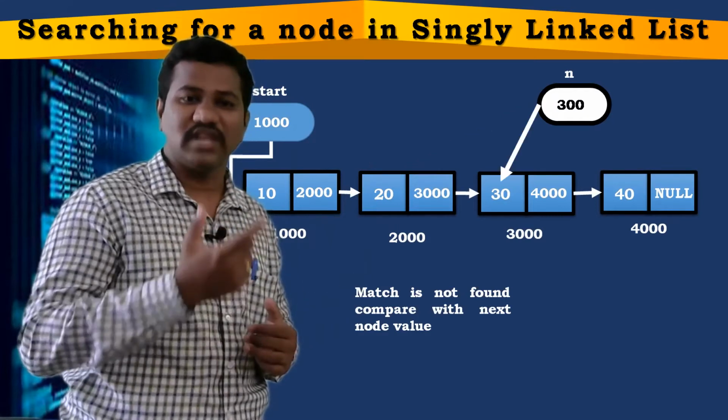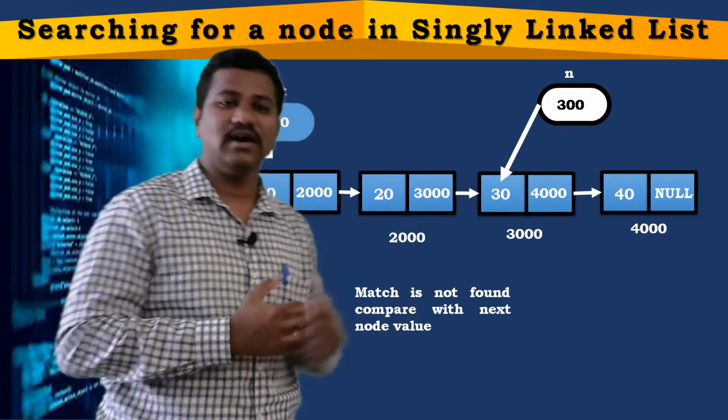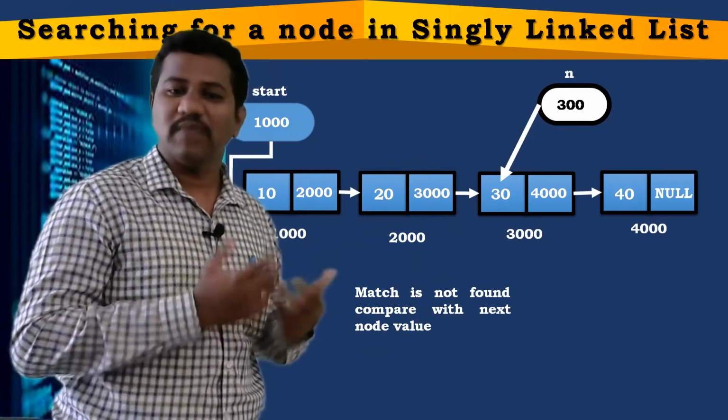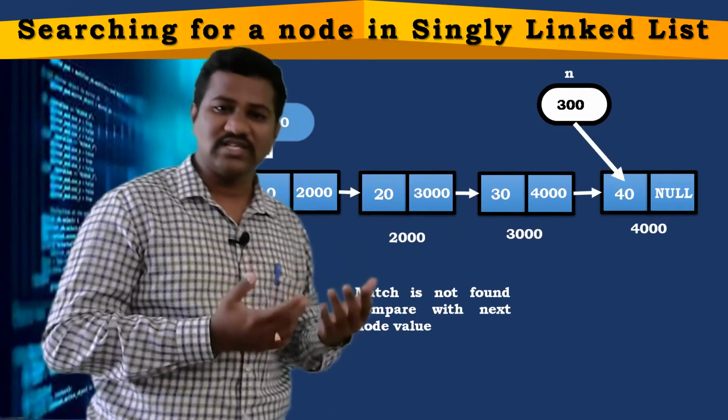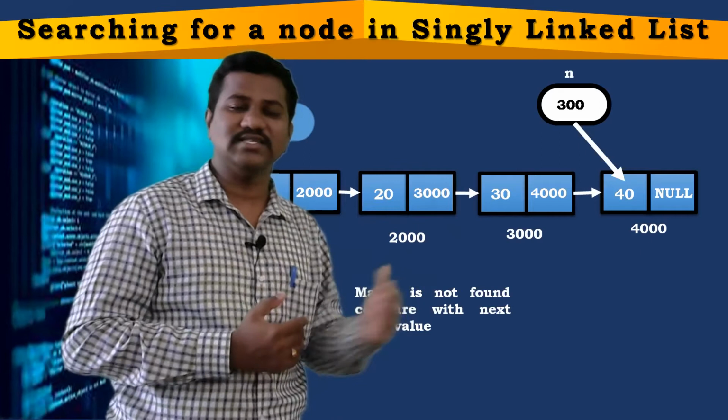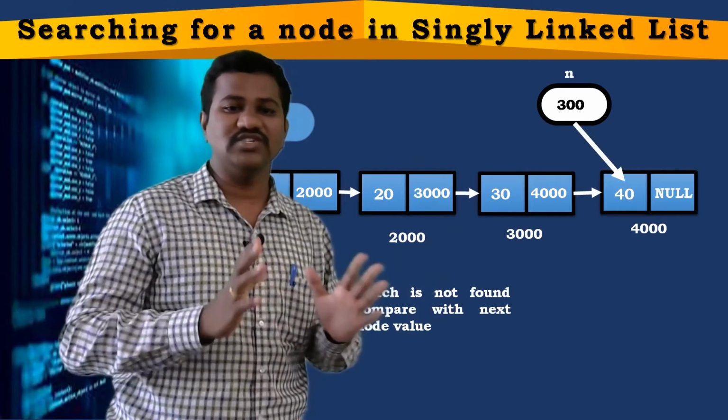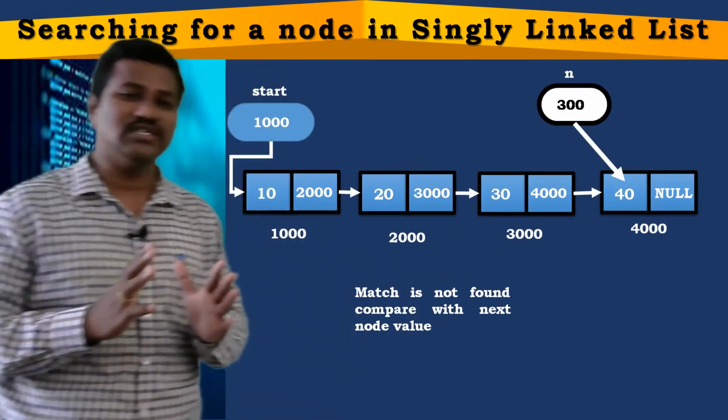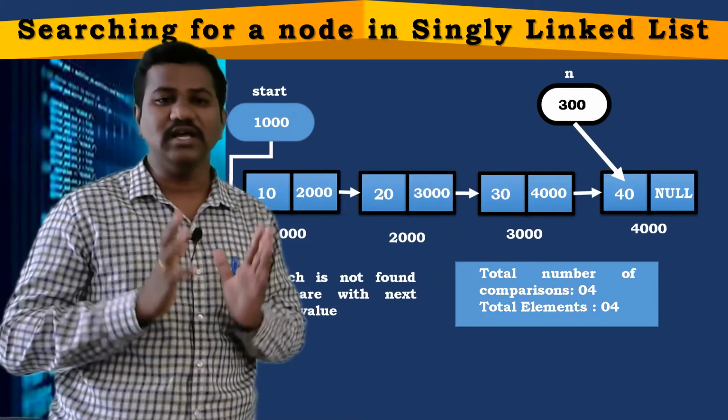Now we need to compare with the next node value. That is, 300 is compared with 30. Match is not found, and we need to go to the next node. That is, 300 is compared with 40. Match is not found. That means the final conclusion is that the node does not exist in the list.